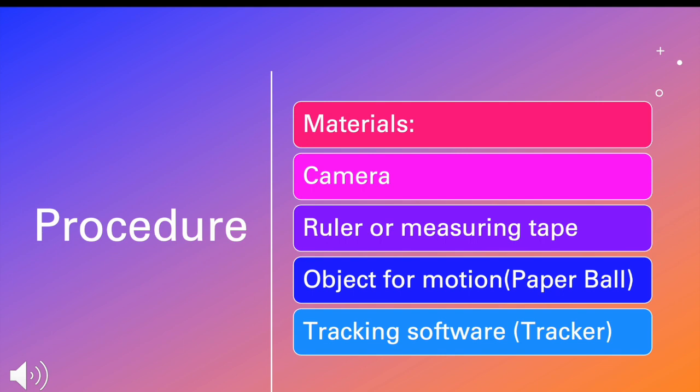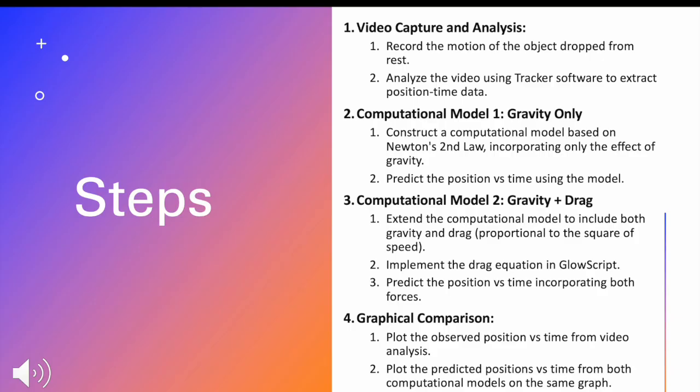What we will need for this lab is a camera, a ruler, the object in motion, which is a paper ball, and a tracking software like Tracker. The steps are as follows. First, we will video capture and analyze the information. We will record the motion of the object that was initially dropped from rest, and using that video, we will transfer it to the Tracker software to extract specifically the position versus time data. And then we will make two computational models, one with gravity only, and another one with gravity and drag. And later, we will graphically compare all three graphs presented above.